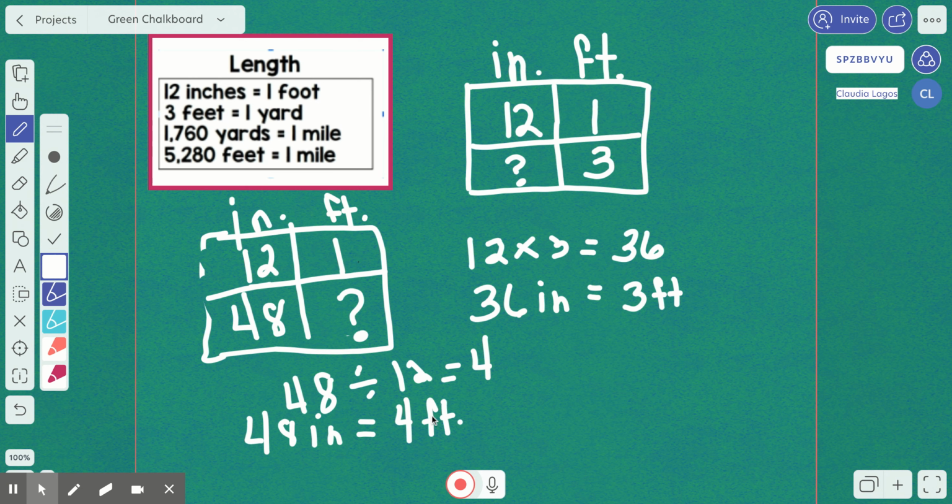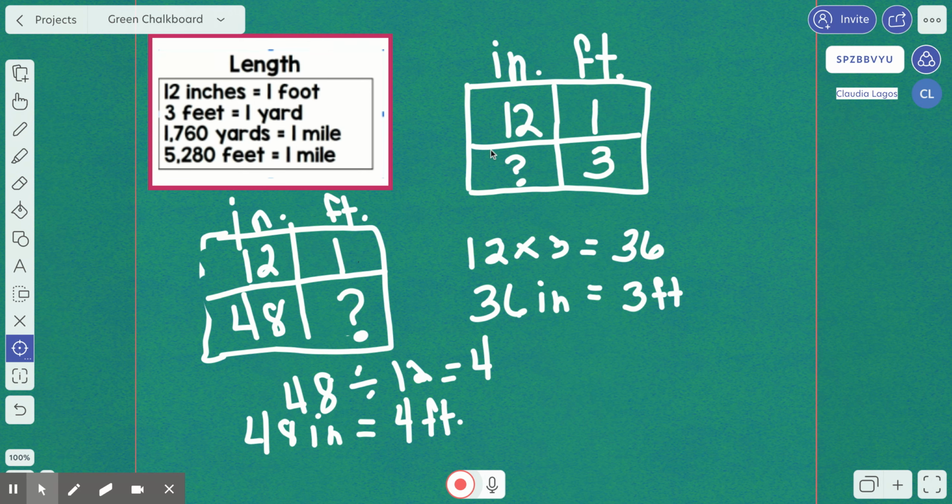I like to take a minute to look at something. When I went from feet to inches, I had to multiply. But then when I went from inches to feet, I had to divide. When you're going from the bigger unit of measurement, you're going to multiply because you would have more of the smaller units of measurement. So you have 12 little inches that equal 1 big foot.